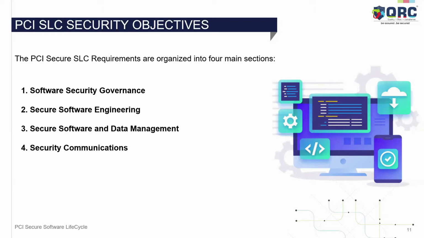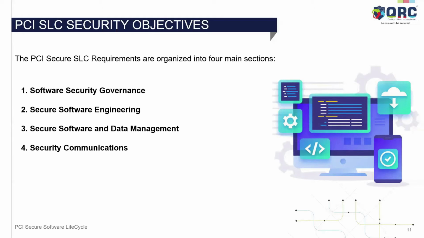Then the second is secure software engineering. Software should be designed and developed to protect all the critical software assets which it is handling, and at the same time it should be developed in such a manner that it is resistant to all kinds of threats or attacks. How that is done is covered in the second section, secure software engineering.